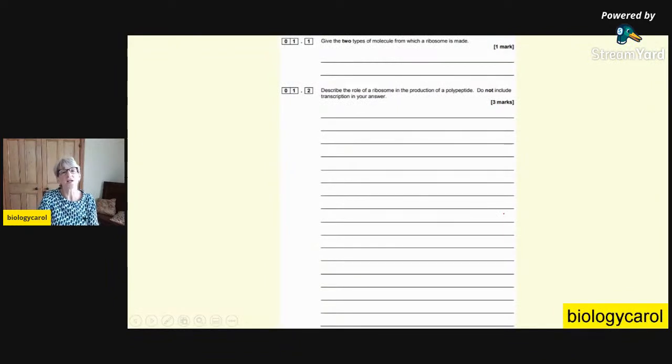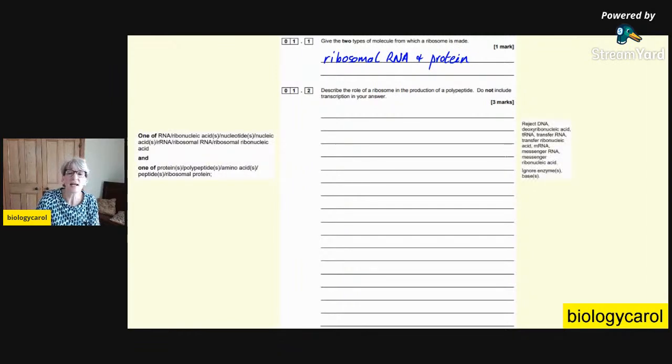So question one, give the two types of molecule from which a ribosome is made. And that is, of course, ribosomal RNA and protein. And here is the mark scheme. Here are the examiner's notes on this side, and therefore I get the mark. Describe the role of a ribosome in the production of a polypeptide. Do not include transcription in your answer. And that kind of makes sense because transcription doesn't involve the ribosome.